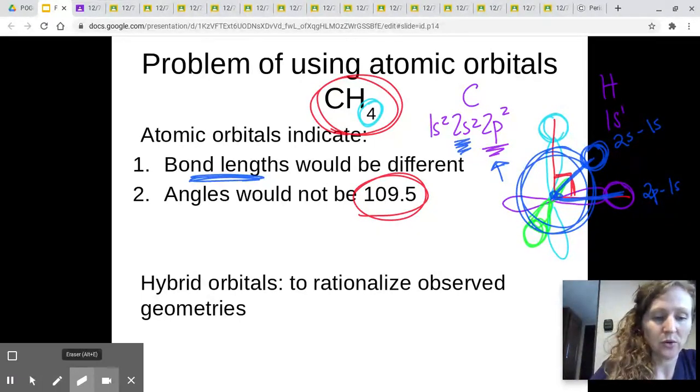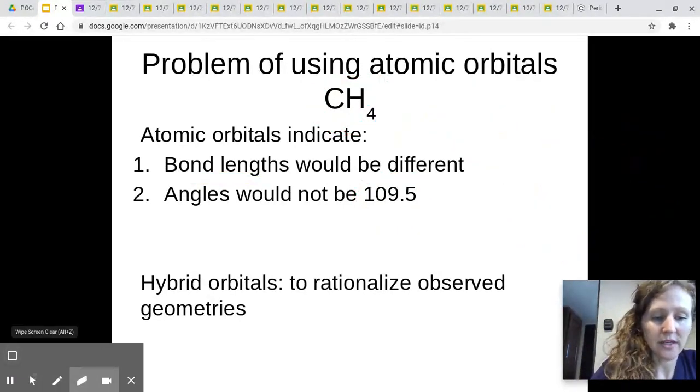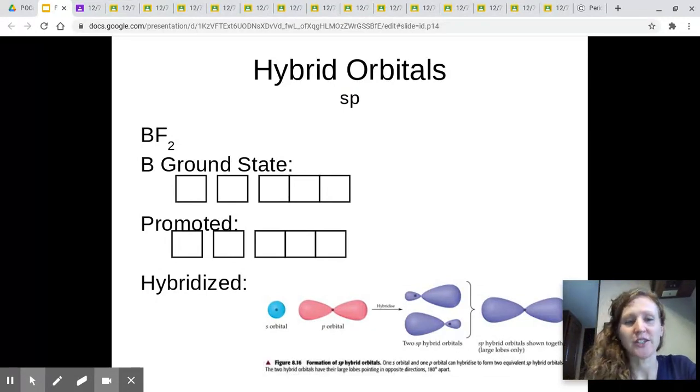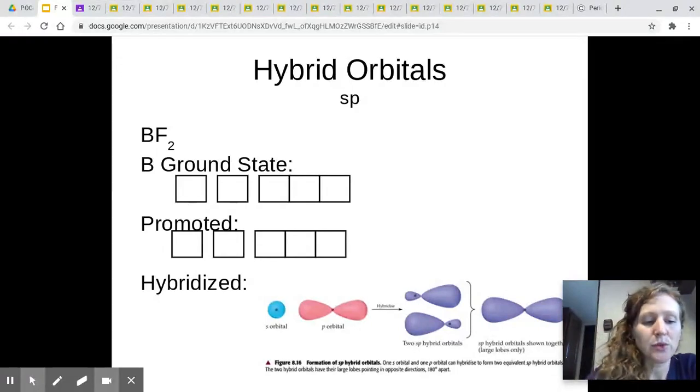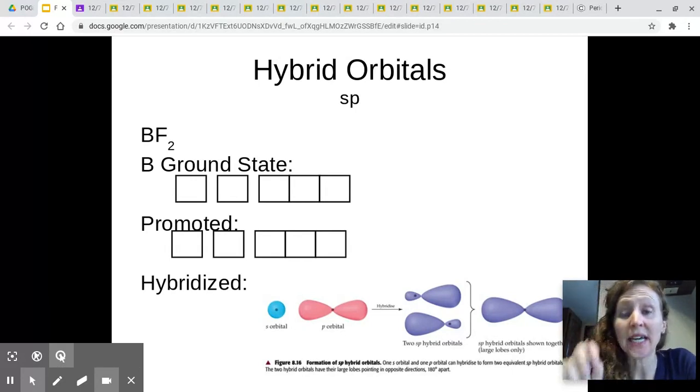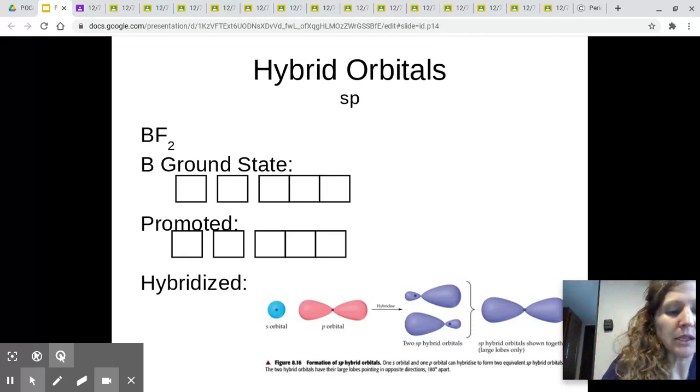Okay, so how does our theory change? Here's how it changes. Okay, so I'm going to describe this change to you using, let's go ahead and use BF2. We'll get to describing methane again. I'll walk you through methane, but let's start by talking about molecular orbitals using BF2. Okay, so here we go. Here's our molecule we're going to talk about.